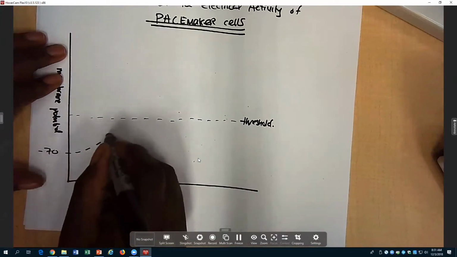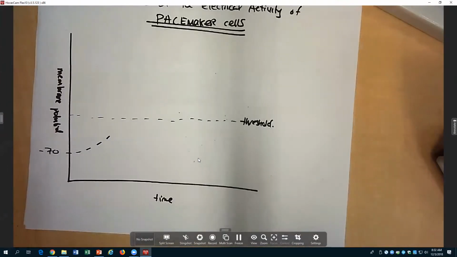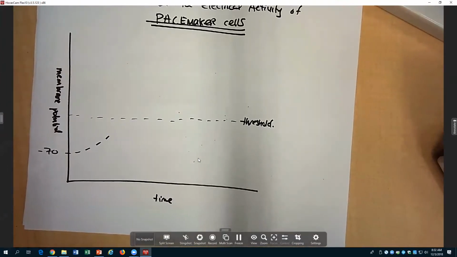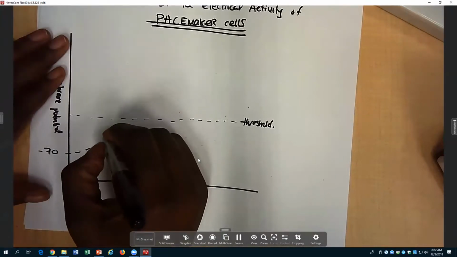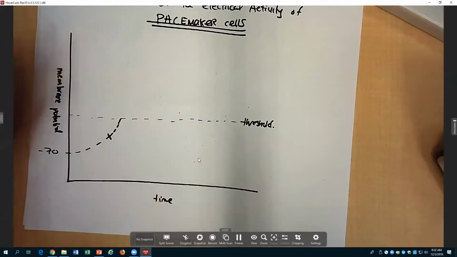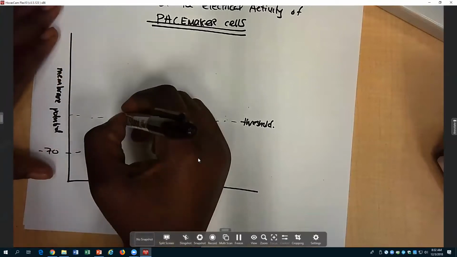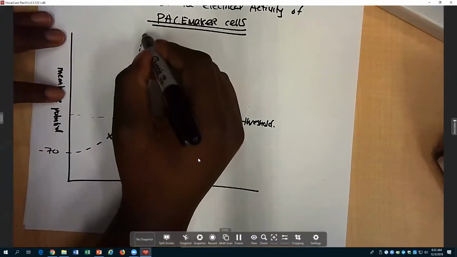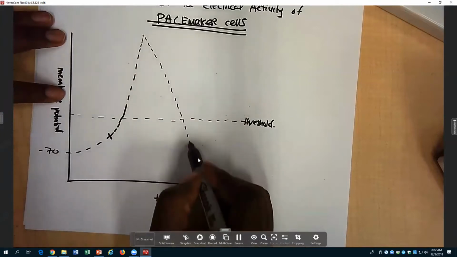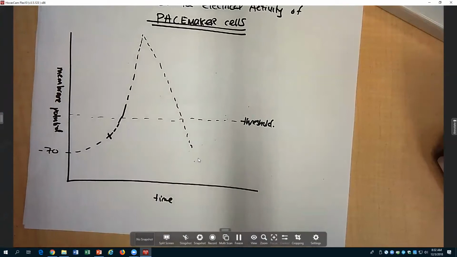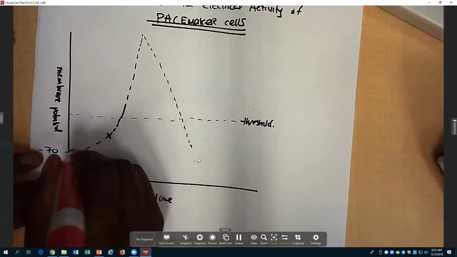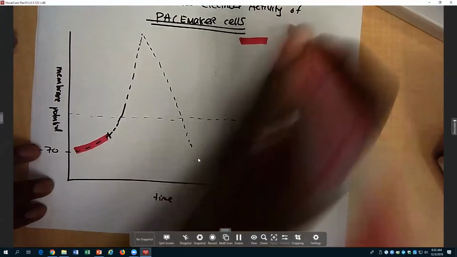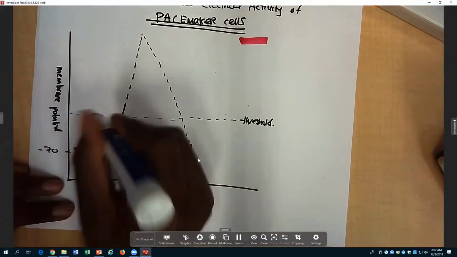The initial depolarization, which was caused by the closing of those potassium channels and the opening of the funny channels. Then there was a slow depolarization, followed by a rapid depolarization here, right? And then there was our repolarization. So let's draw a couple of landmarks here. So let's talk about this one in pink. Let's put this one in blue.